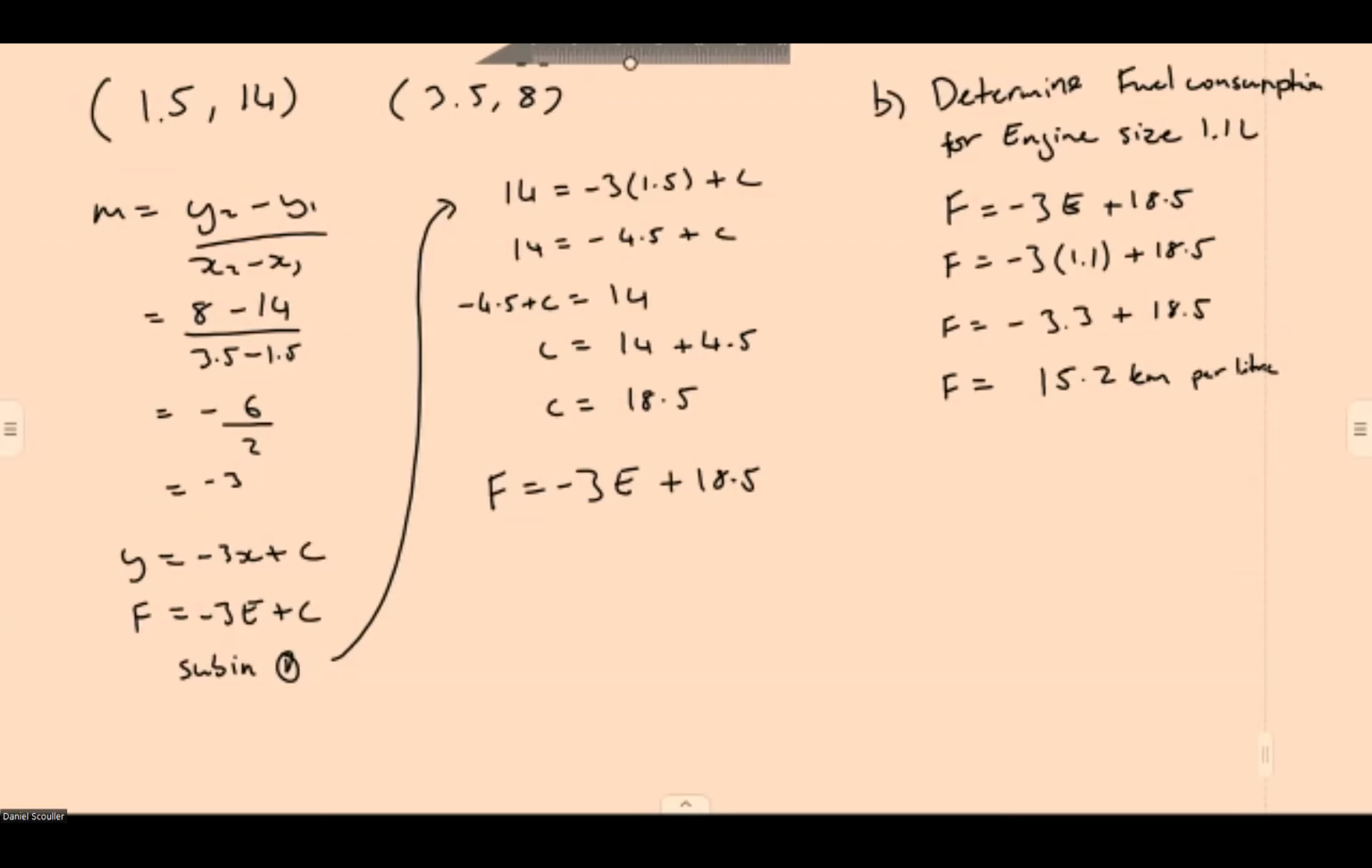I get the fuel bit. The last wee bit: it's that engine size of 1.1. The engine size is the X value, so you don't need to care that the guy's called an R. The X value that you're going to substitute in is just 1.1. So -3 times the horizontal value, or the X value, 1.1, will give us a fuel consumption.